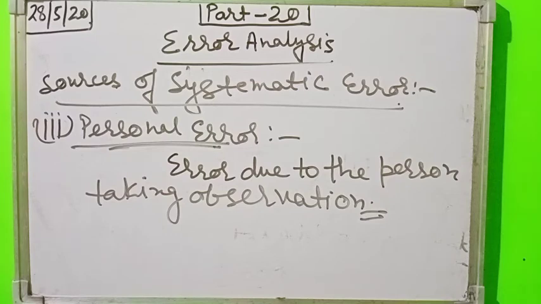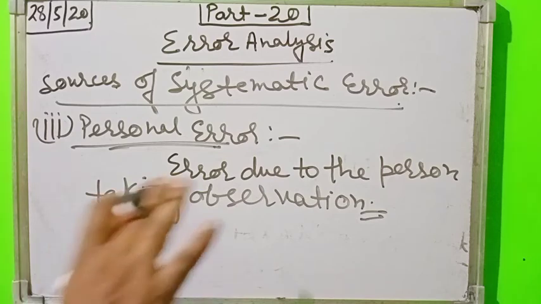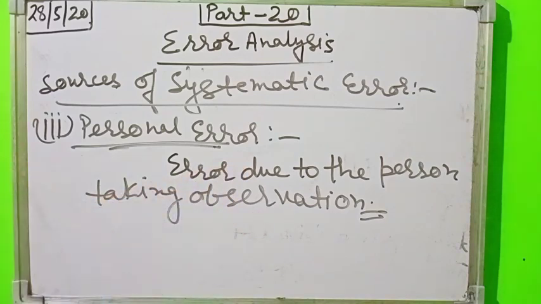Such type of error is called personal error. All things are okay, the experimental setup is okay, calibration is okay, and setting of apparatus is okay, but while taking the observation, the person is making an error, so it is called personal error.